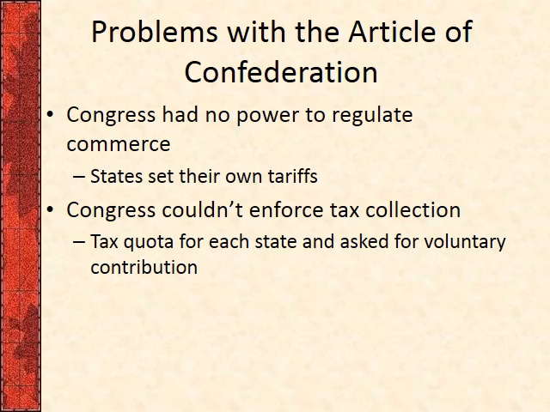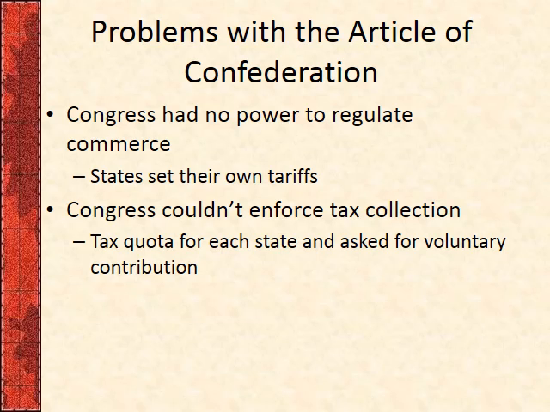Biggest problem under the Articles of Confederation is that Congress had no power to regulate commerce whatsoever. So all of the setting of taxes, tariffs, and whatnot, that was all left up to the states. And so the states actually set up their own tariffs on foreign imports, which basically meant that they were competing against each other to get foreign goods to come to their port.